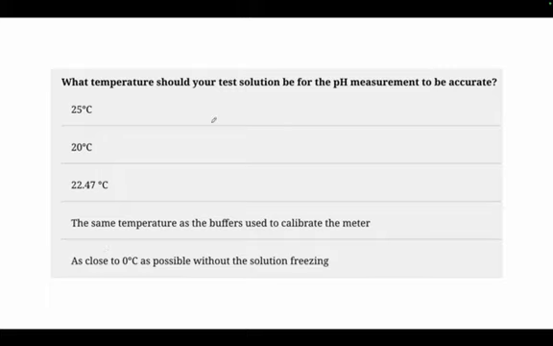What temperature should the test solution for your pH measurement be to be accurate? Most pH meters will come with a temperature probe because pH changes depending on the temperature of your solution. But if there is no temperature probe, then it should be at the same temperature as the buffers used to calibrate the meter.